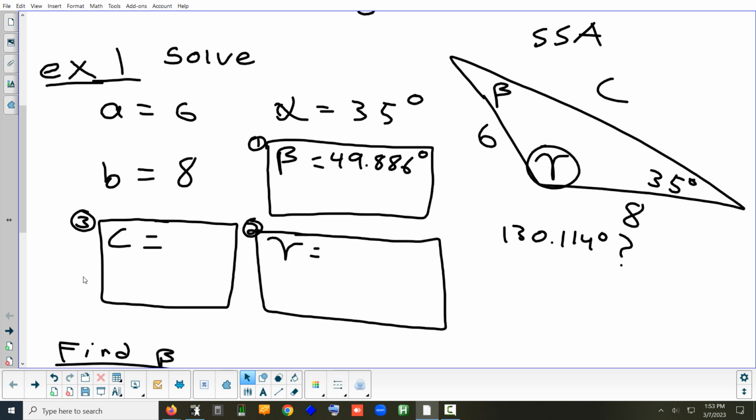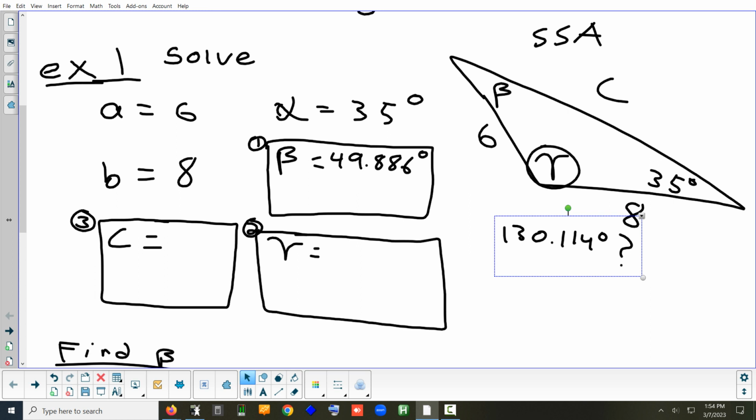So you found what you think the second answer could be by subtracting the one you got from 180. Now you have to see if that answer fits. And we say, yeah, add 35 to it. And see if you're still under what? 180. Still going to be under 180. What's 35 plus 130? 165. Yeah, so we get 165.114. Is that under 180? Yep. So what that means is this is a second answer to beta.